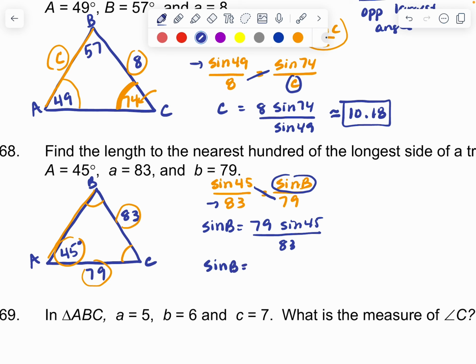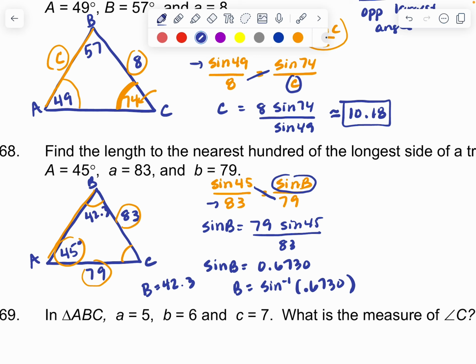So sine of b is 0.6730. Now to find the b, remember I can't divide by sine, but I can take the sine inverse of 0.6730. Okay, so I'm just going to do that. I'm going to go second sine and then plug in the answer there. And you guys, for angle B, I actually got that angle B is 42.3 degrees.